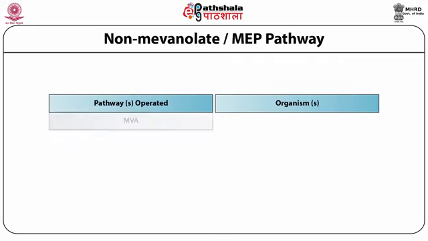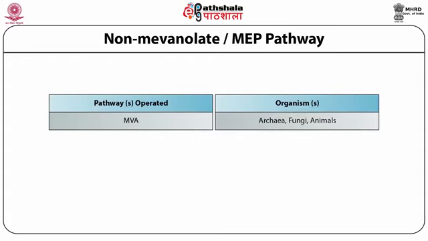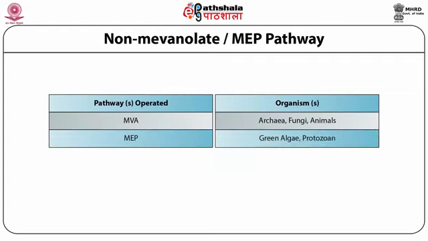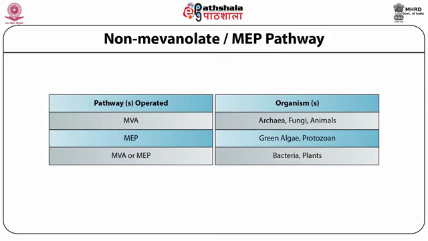The mevalonate pathway is present in archaea, fungi, as well as in animals. The non-mevalonate pathway or the MEP pathway is present in green algae and protozoans. However, both mevalonate and non-mevalonate pathways have been seen to operate in bacteria as well as in plants.